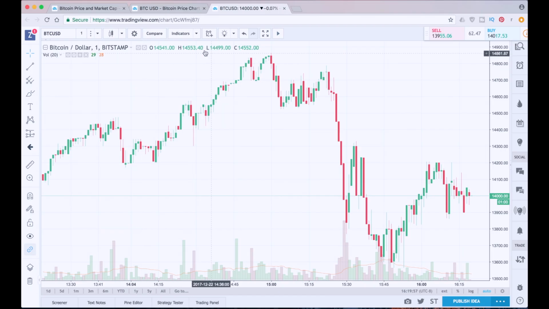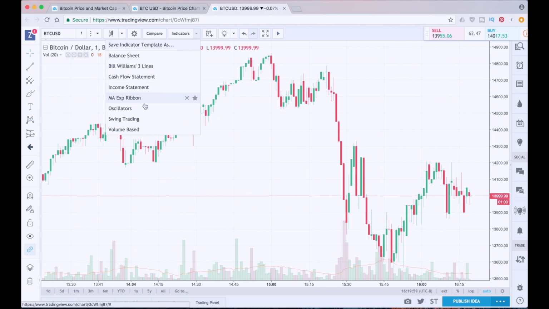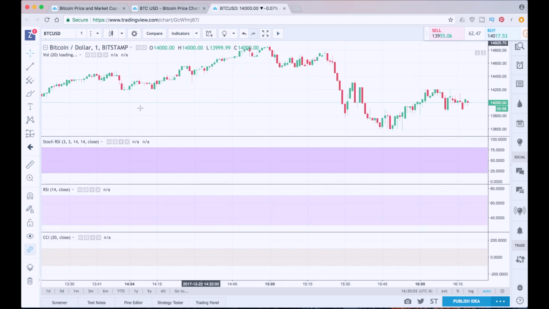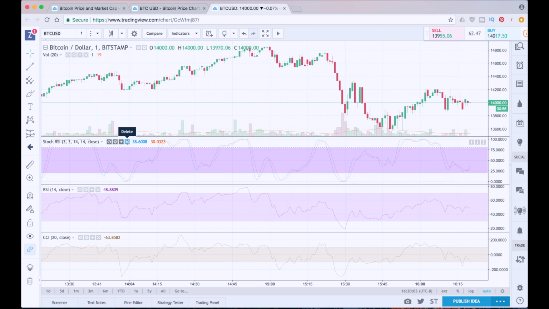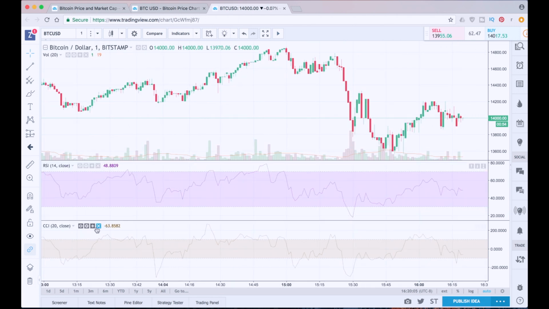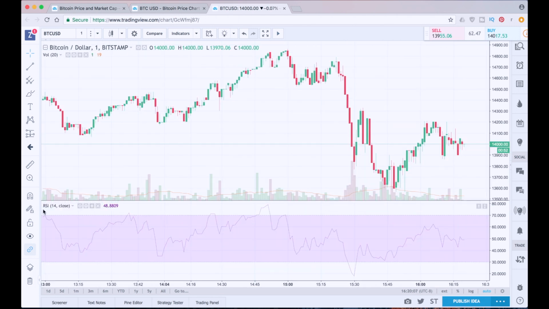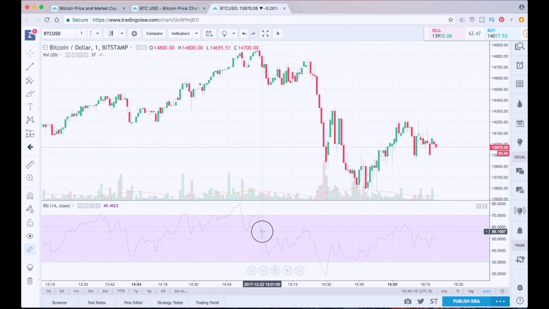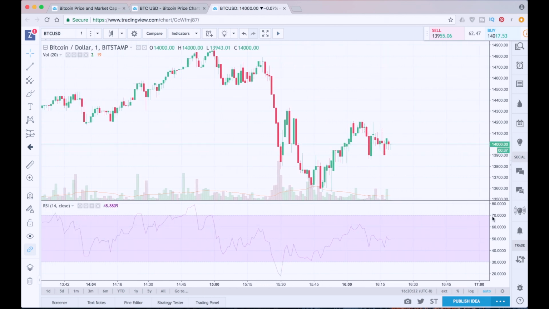So what I want you to do is go up here, go to indicators, go to oscillators, close this first one, which is the stochastic, close the CCI. Boom, you'll see it right here, RSI. So this is what we want to focus on. Here's the 70 that we talked about, here's the 30 that we talked about, and what you're trying to see is whether the currency is basically overbought or oversold.